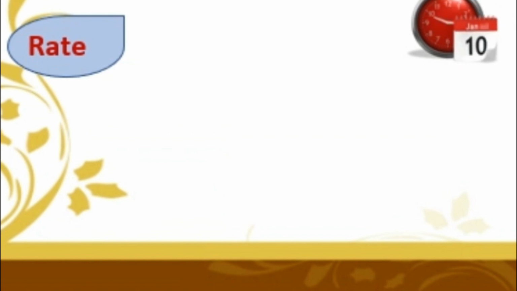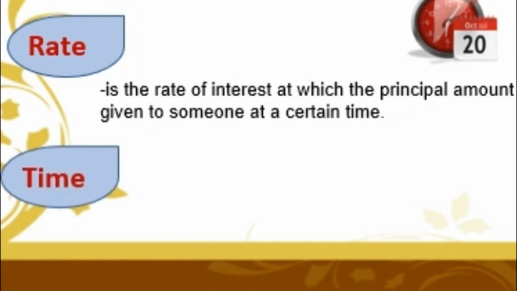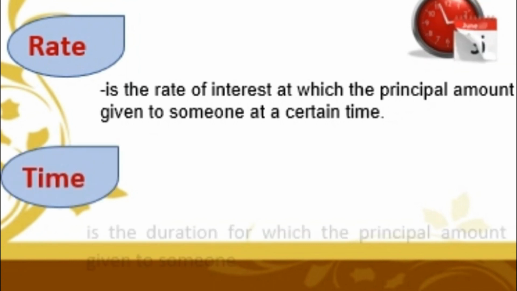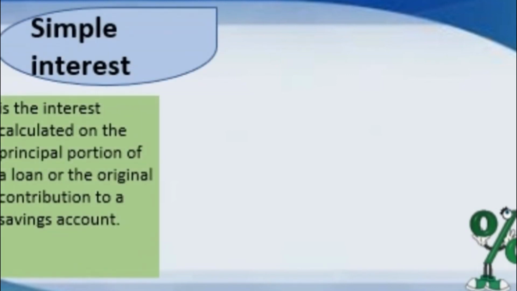Okay, basic terms, rate. So, rate is the interest at which the principal amount is given to someone at a certain time. So, that is the rate. And then the second one is time, is the duration for which the principal amount is given to someone. Next, we have simple interest. Is the interest calculated on the principal portion of a loan or the original contribution to a savings account.